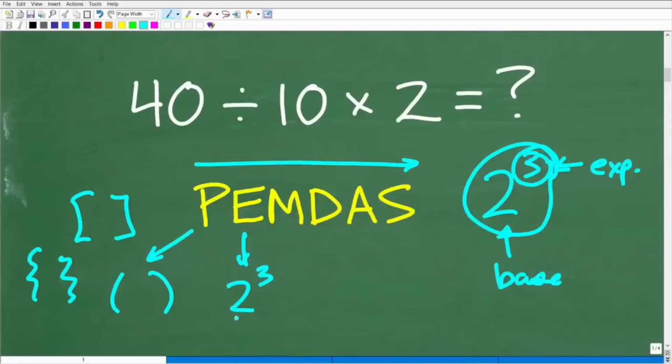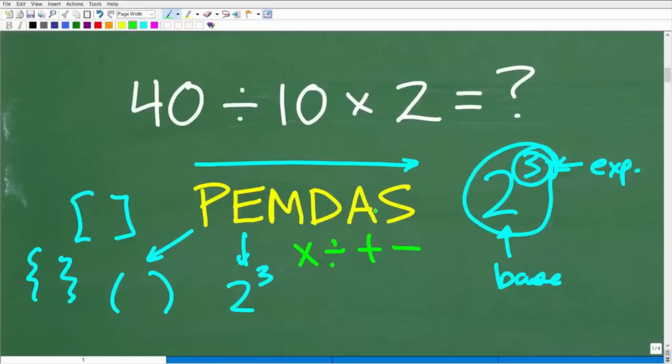Okay, so now let's talk about what M, D, A, and S stand for. So you might be thinking to yourself, what does M stand for? Multiplication, D, division, A, addition, and S, subtraction. And you would be correct, okay? That's what M, D, A, and S stand for.